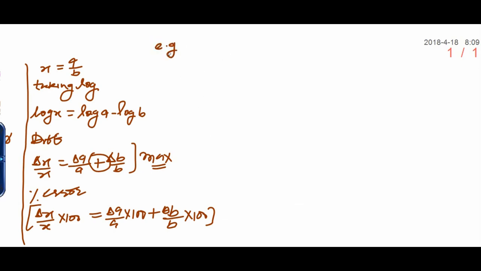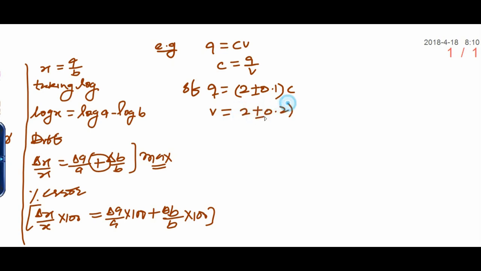For example, I have a quantity Q is equal to C and C is equal to Q upon V. If Q is given, that is 2 plus minus 0.1 coulomb, and V is given 2 plus minus 0.2 coulomb, find percentage error in C. That's the solution.